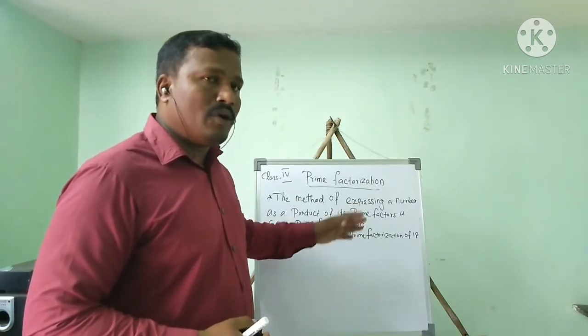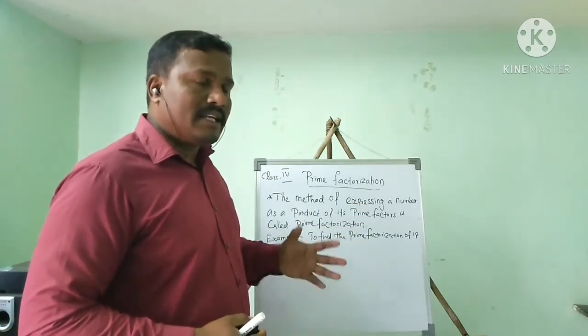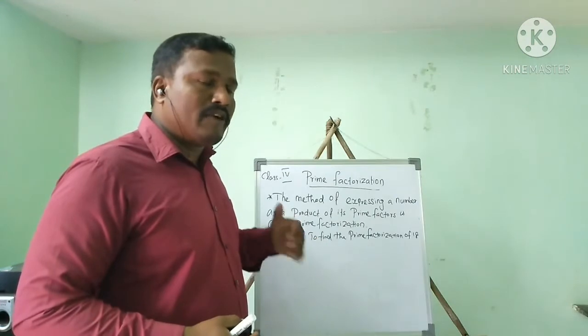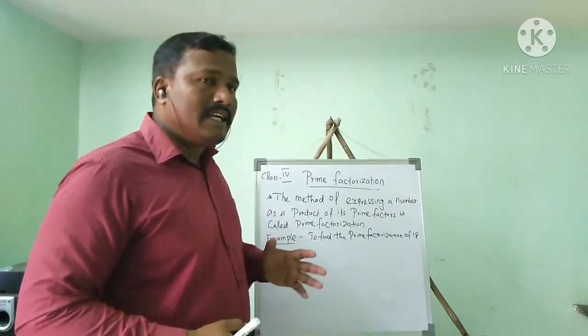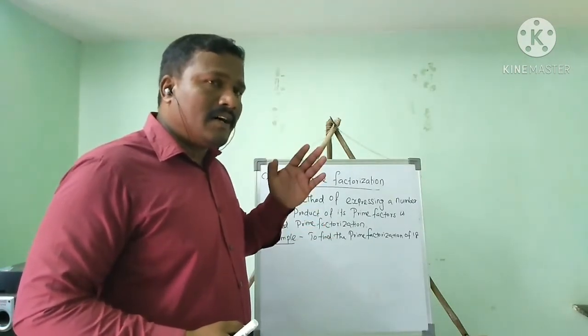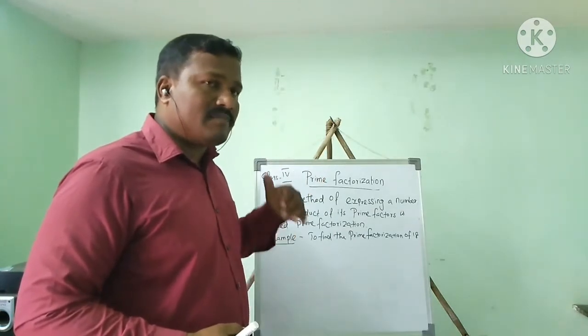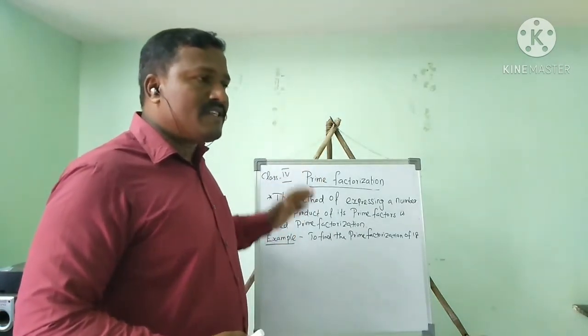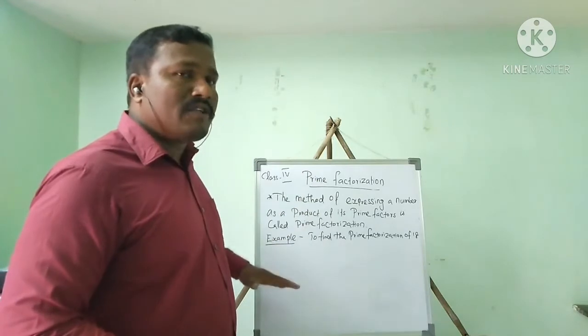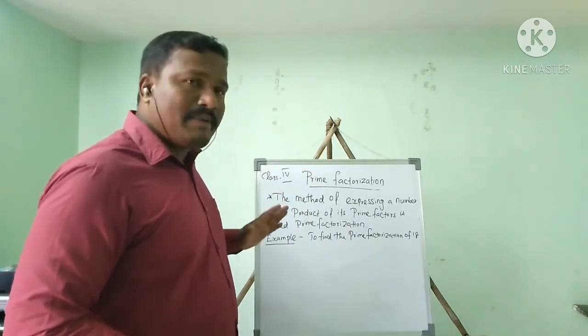So we know first we have to find out the factor, then after we have to finalize whether it is a prime factor or a composite factor. Okay, so first we will find out the factors of the given number. Let me take some example here.